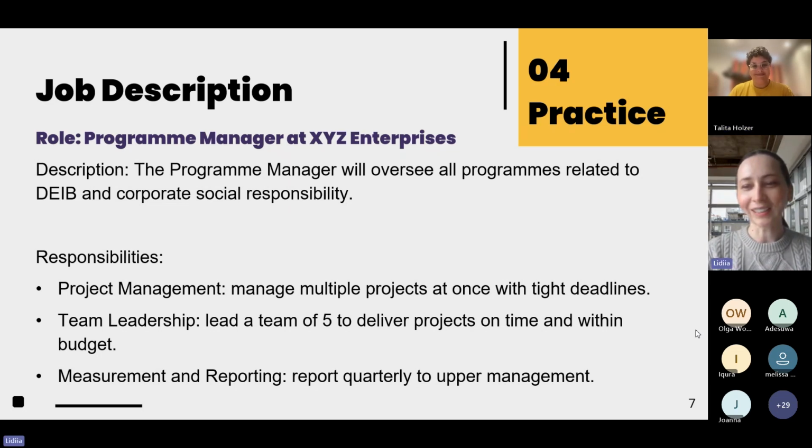Thank you. As you can all see, this was a very different response that Talita gave this time. It was more focused on the key experience and skills that are relevant for this role. The interviewer would immediately connect the dots and understand that Talita is qualified for this role.